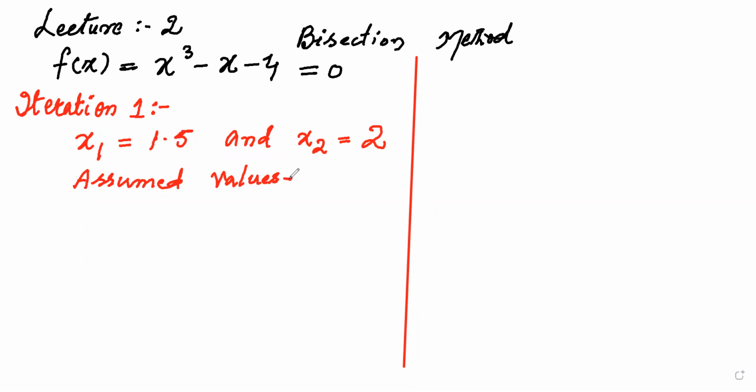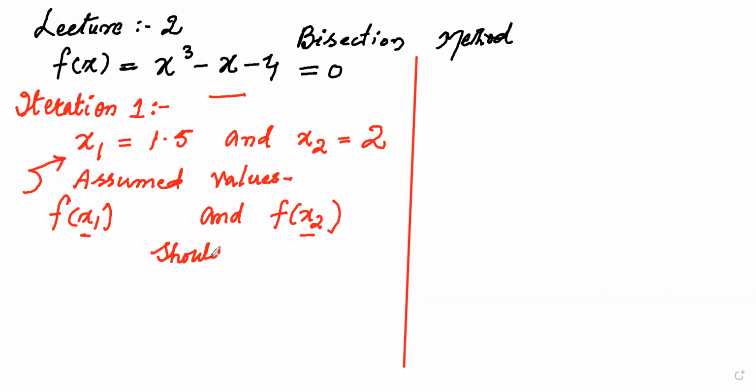But we had stated previously that the selection of assumed values is entirely the choice of the solver. But an important condition is to be satisfied. The condition that these assumed values should satisfy is that f of x1 and f of x2, that is, when we substitute the values of x1 and x2 back in this equation, should have opposite signs. We had discussed this last time graphically. So when f of x1 is positive, f of x2 has to be negative, or when f of x1 is negative, f of x2 has to be positive.